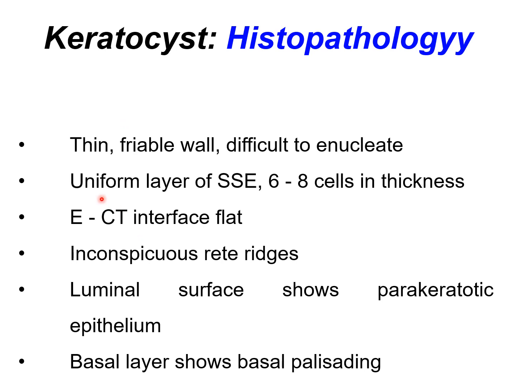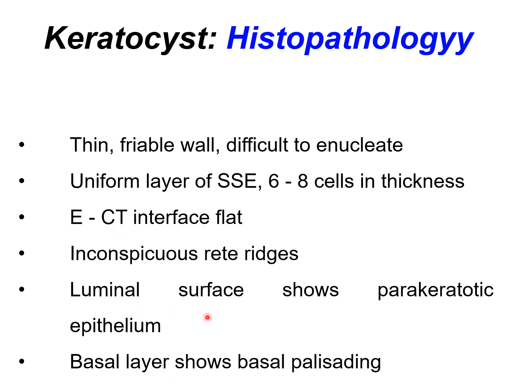The epithelial lining consists of a uniform layer of stratified squamous epithelium, which is 6 to 8 cells thick. If the cyst is uninflamed, the epithelial connective tissue interface would be flat and the rete ridges would not be conspicuous. However, if inflammation develops in the cyst, the epithelial connective tissue interface may develop conspicuous rete ridges.